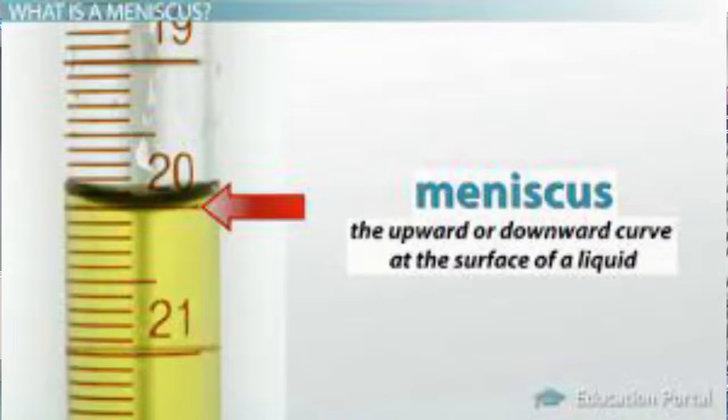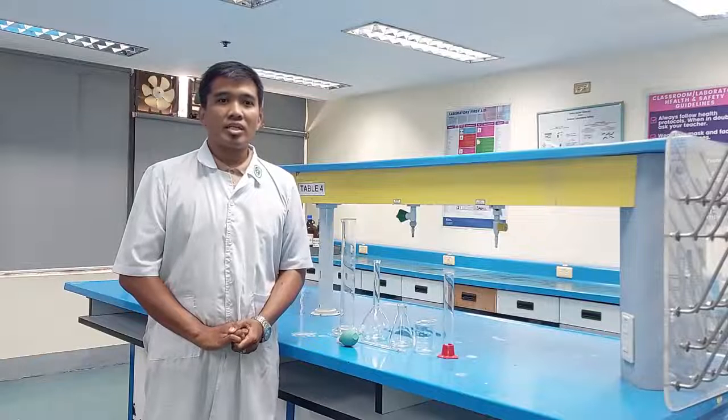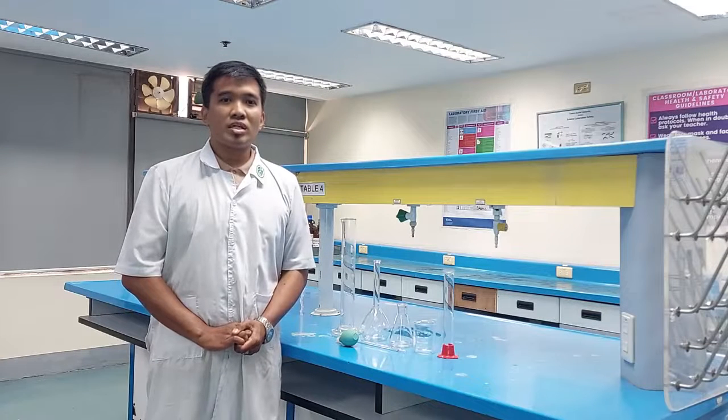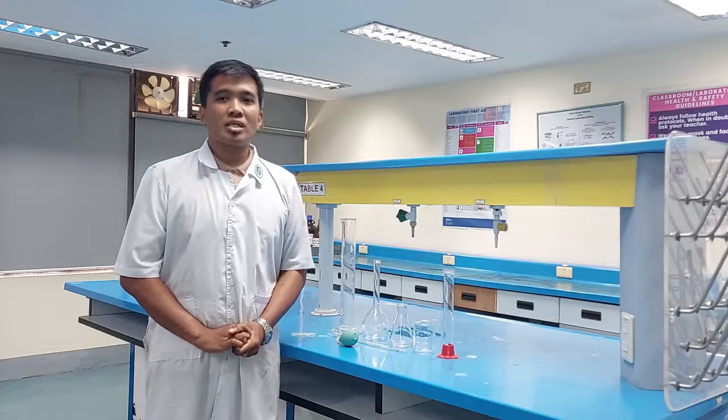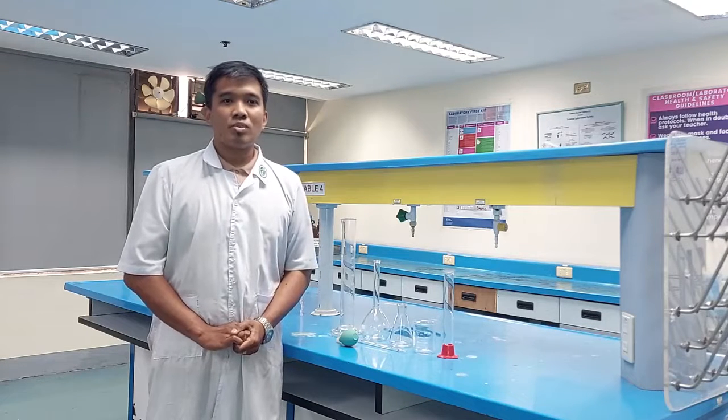As a general rule, the bottom of the meniscus is taken as the liquid level in a glass cylinder or any other volume measuring device made from glass. If the cylinder is made from plastic, the liquid surface is flat or horizontal. There is no meniscus.